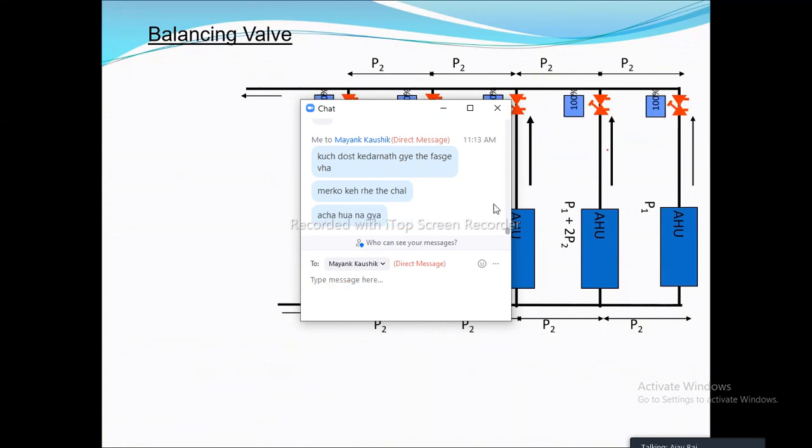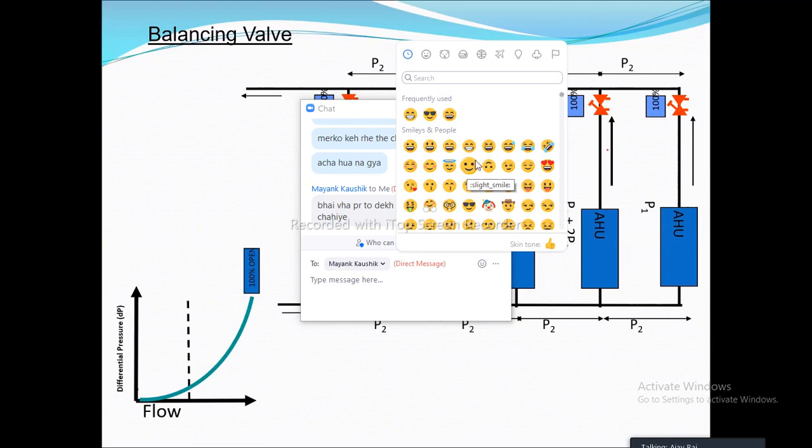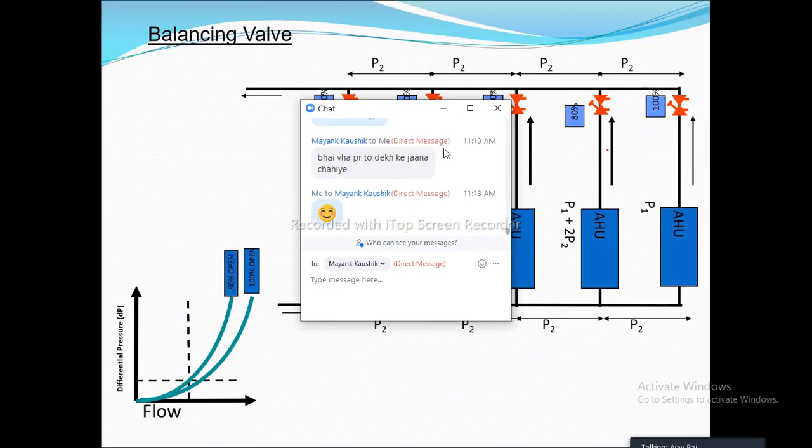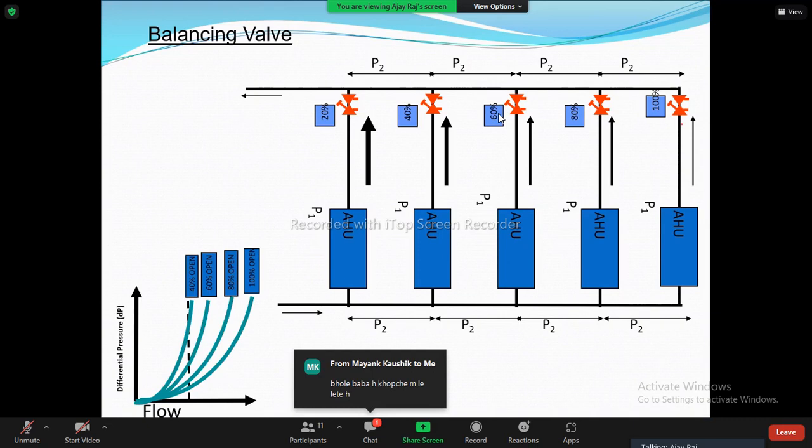So let's say all are open at 100%. I put balancing valves, then I started balancing. The first one I will balance, so this will come to, let's say, 80%, 60%, 40%, 20%. So I'll get P1 all across. This is 100% open for the last one, then 80%, 60%, 40%, 20%. I hope it is clear. This is just a representation.